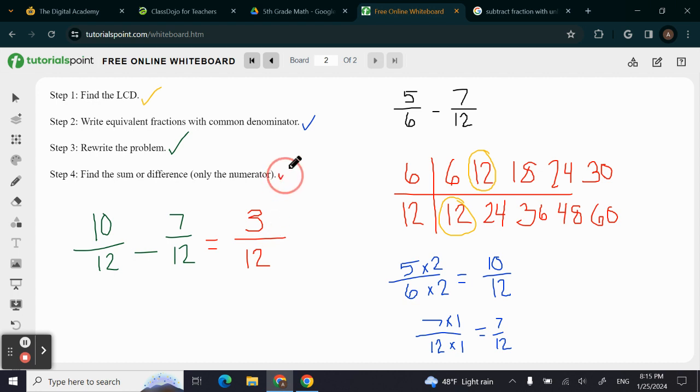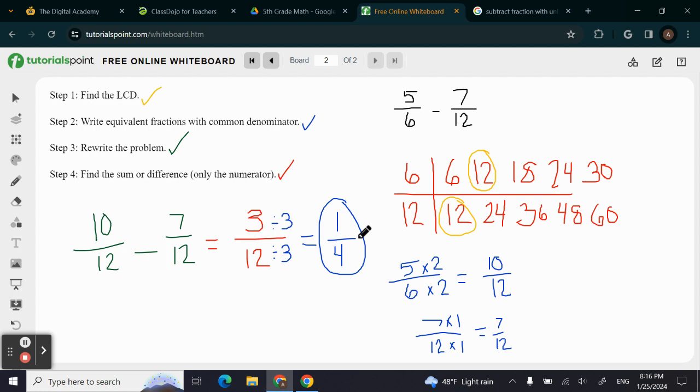3/12. Done. Now for an extra credit point, you could simplify. What number can go into 3 and 12? 3. So you divide the numerator and the denominator by 3. So 1/4 would be your simplified answer. Again, in 5th grade, you don't have to simplify. It is just an extra credit point if you do so.